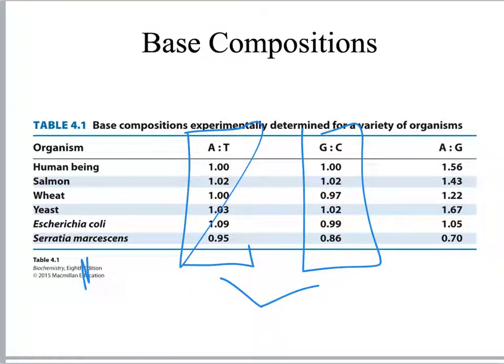Whereas if you instead would take the A and pair it with G, you see that there's greater fluctuation in that number. So it deviates significantly from 1. So this is just data to support this idea that A and T pair together and G and C pair together.